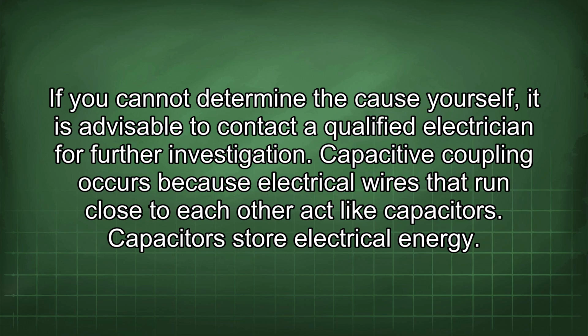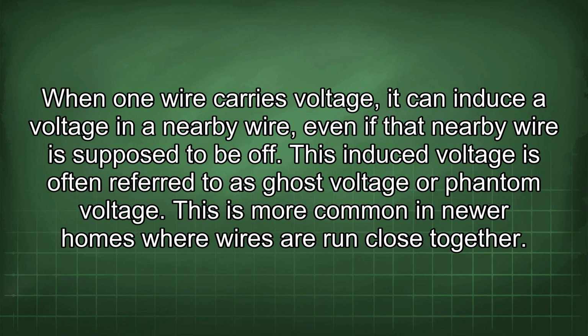Capacitive coupling occurs because electrical wires that run close to each other act like capacitors. Capacitors store electrical energy. When one wire carries voltage, it can induce a voltage in a nearby wire, even if that nearby wire is supposed to be off. This induced voltage is often referred to as ghost voltage or phantom voltage. This is more common in homes where wires are run close together.